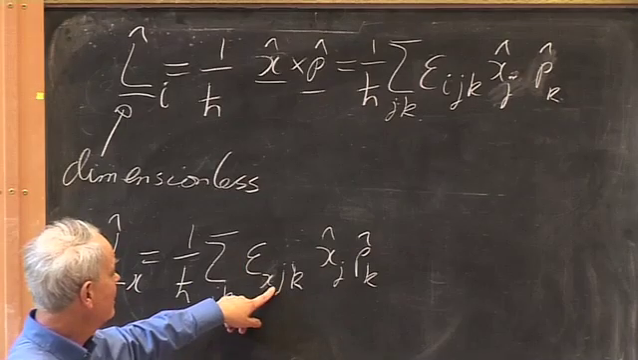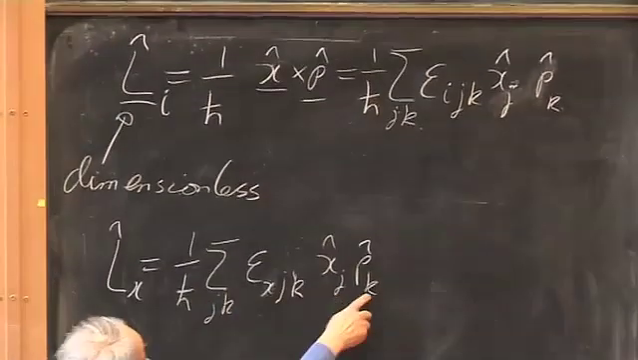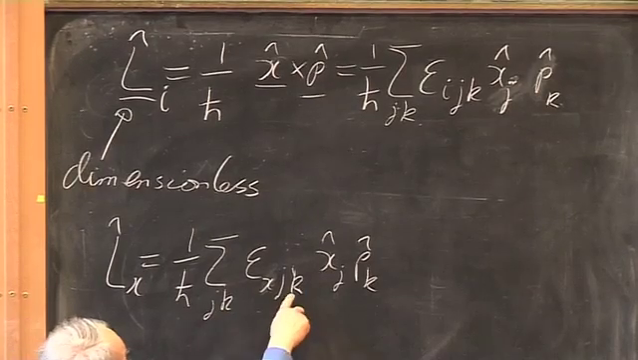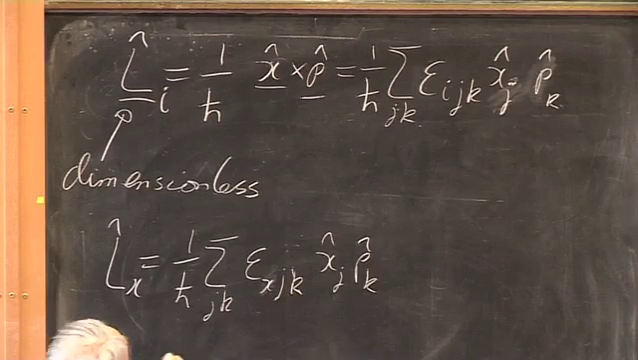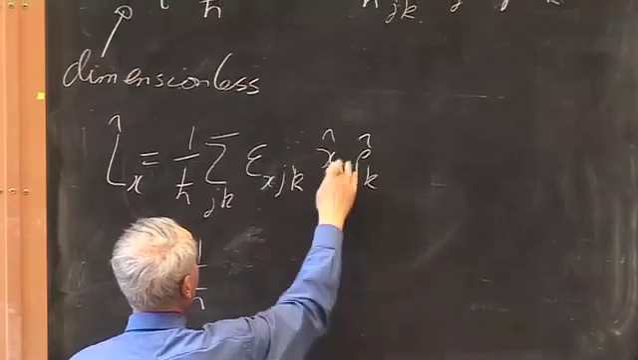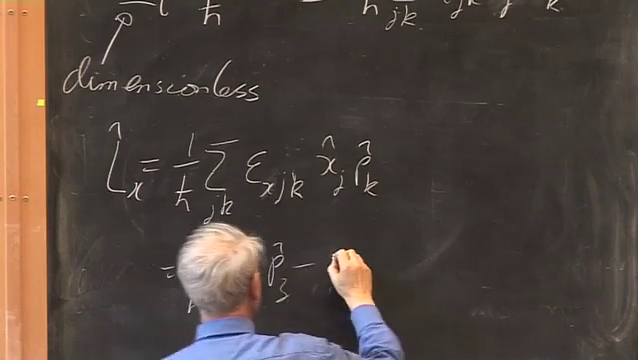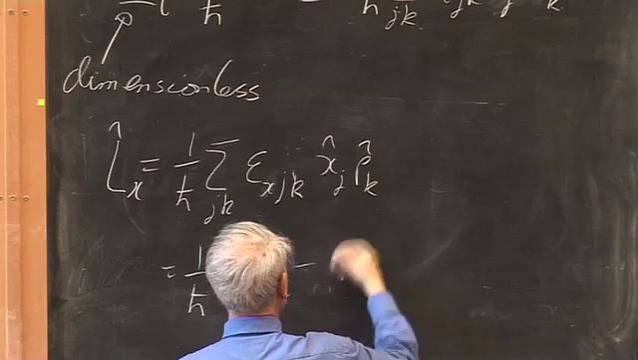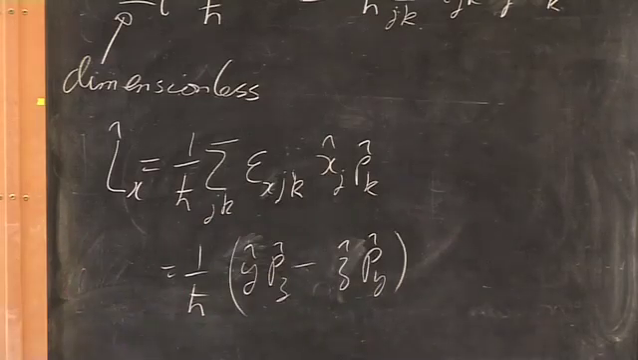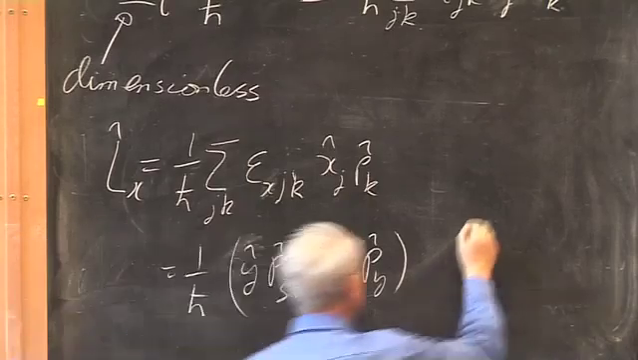So there are only two cases to consider, when it's y and when it's z. And when it's y, we don't need to consider the possibilities that k is either x or y, because this will vanish if k is either x or y. So this is 1 over h bar of xy, which is y hat p z minus z hat p y. So that's how it'll work out. And these two operators commute, and these two operators commute, so it doesn't matter about the order. So order is not important.